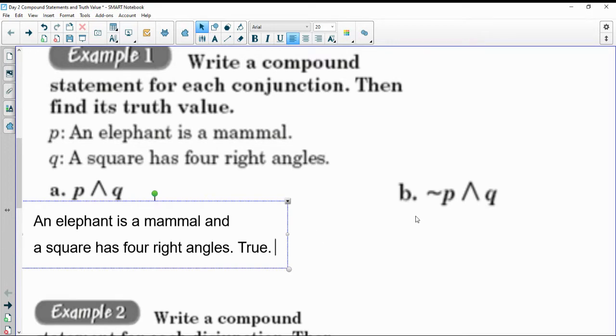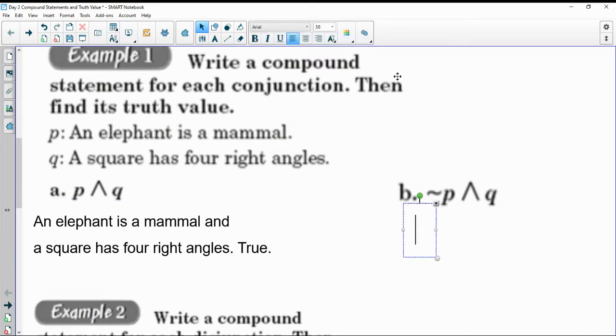Okay. Then over here for part B, maybe pause me and give one a try. See if you can do it. Let me make this smaller. Okay, so this one says not P. So that doesn't mean you put not an elephant is a mammal. This just means you have to change the value of it. So you have to change what it's saying. So instead of saying an elephant is a mammal, to make it not, that means you're changing it. You're going to say an elephant is not a mammal.